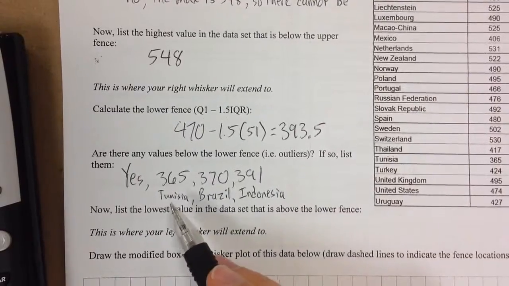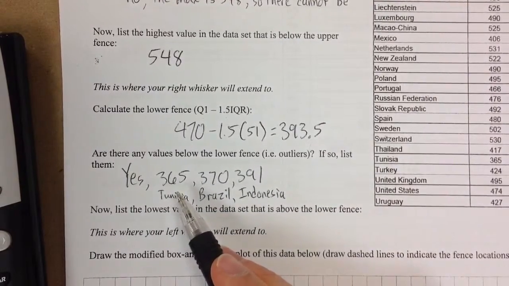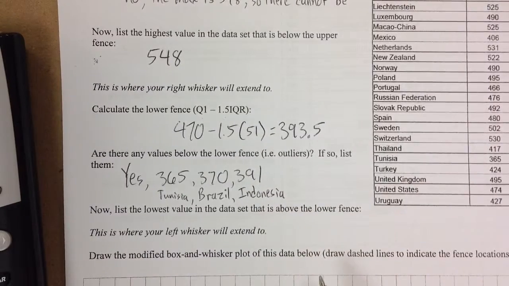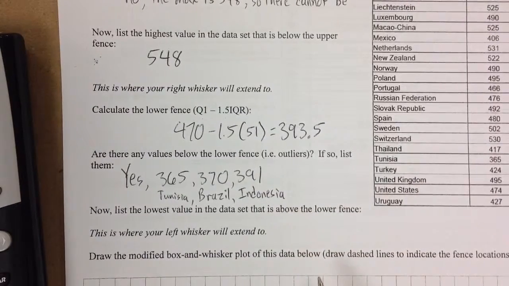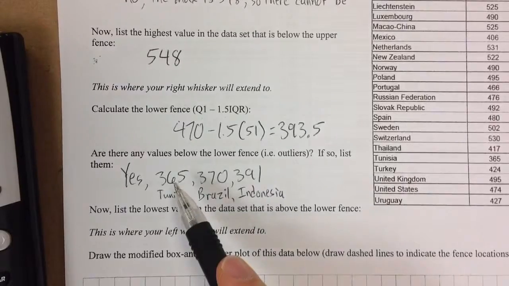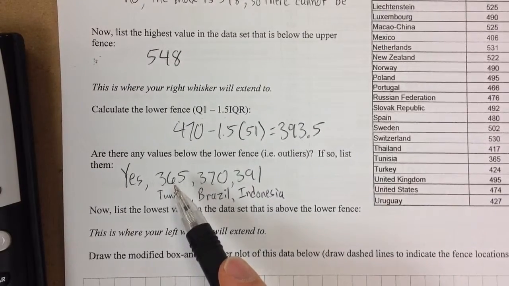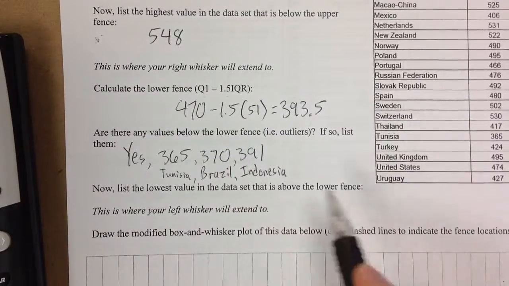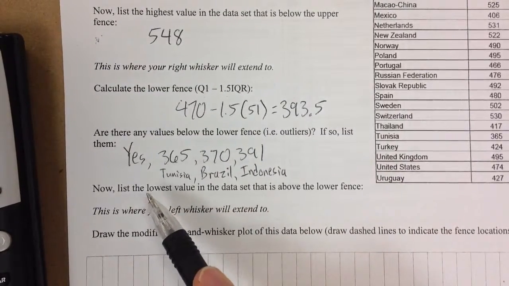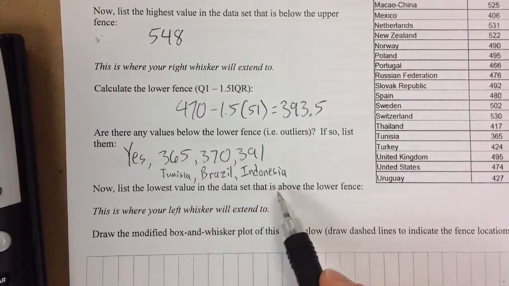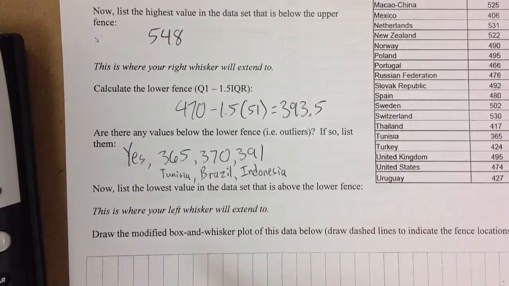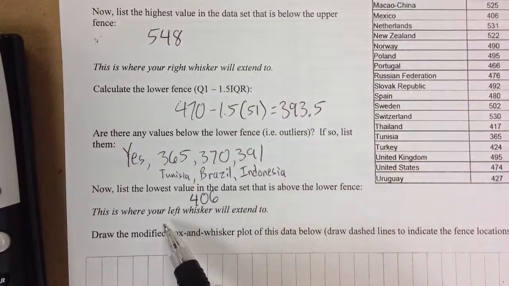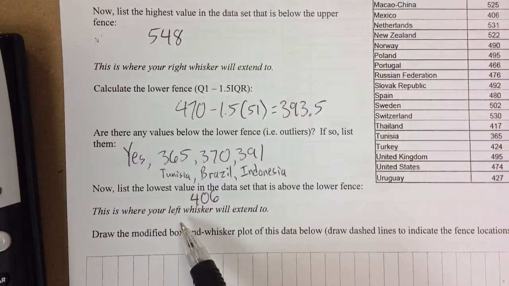So these countries in particular we're going to examine. We want to make sure that these are valid because they are so different than the rest of the group. And if they are valid, we at least want to understand their effects on statistics like the mean. Okay. Also say out loud, what is the lowest value in the set that is above the lower fence? 406. Very good. That's where the left whisker will extend to, or start from.